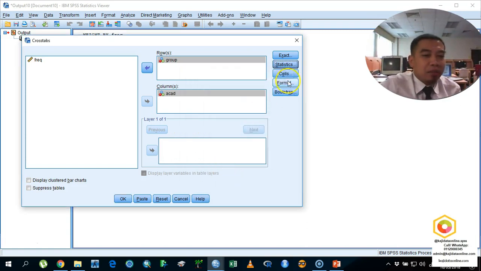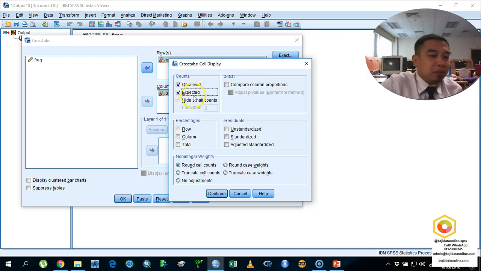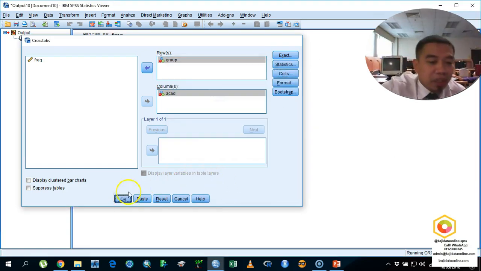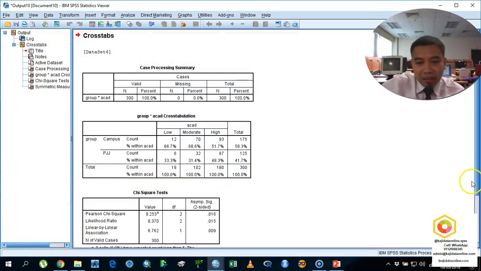After that, you click continue, then cells. You can click this one. You do not have to click it, but you put it here because you want to establish the output based on the percentage of the result. And then after that, you click continue, and then you click the OK button. It will come out something like this.